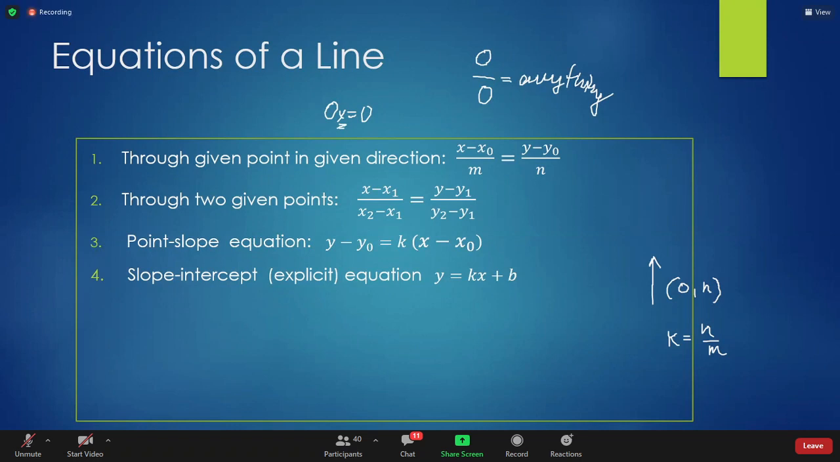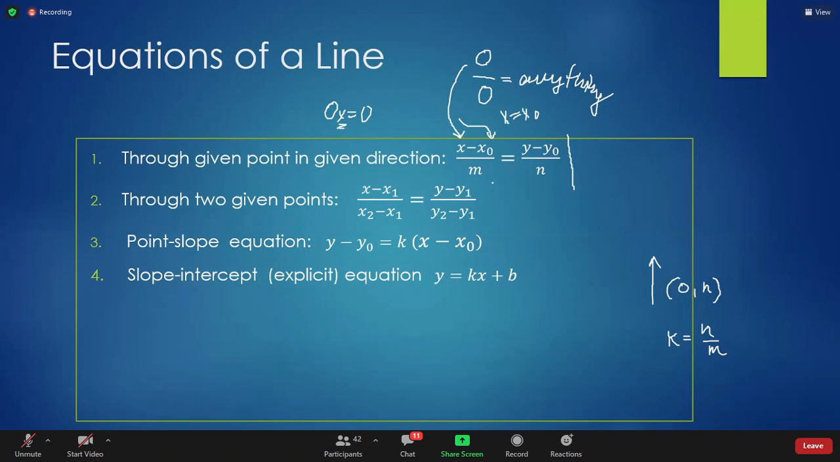0 over 0 can be fitted together with everything else, which means that in this case, for this first equation to exist, it would mean that x has to be equal to x0, so that we get 0 over 0, right? If m is 0, then to make sense, x must be equal to x0, which actually means a vertical line. This is the equation of a vertical line.